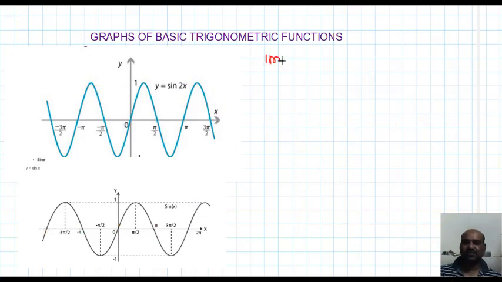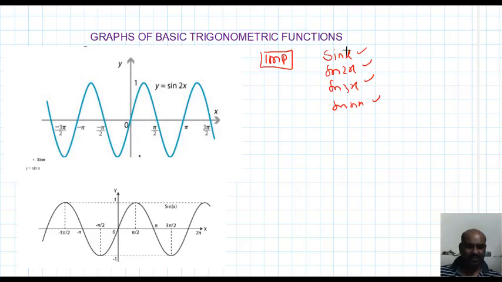Students, listen. In the previous cases, sin x, sin 2x, sin 3x, sin nx, all have the same domains and the same ranges. That is important. When just sine of something is given, the domain is all real numbers and the range is -1 to 1.